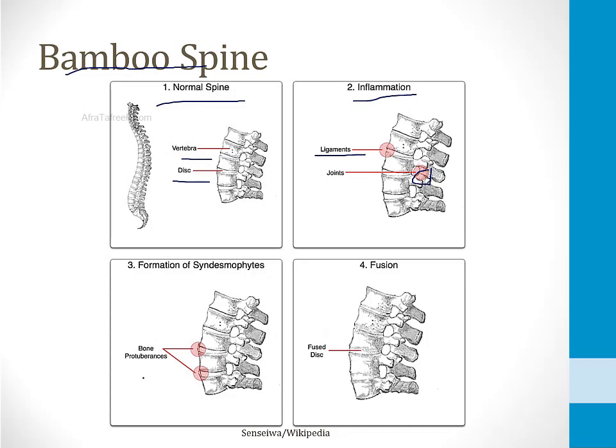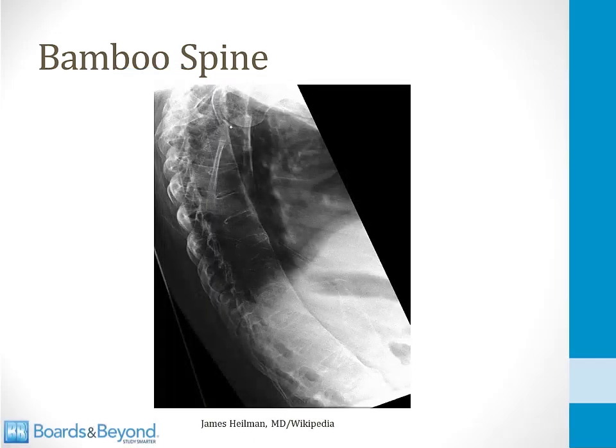And over time, that inflammation can lead to bone protuberances, and that can eventually lead to a fused disc in the spine. And when you have fusion of the discs with bone growing over the discs, that is called a bamboo spine because it looks like bamboo on X-ray. And here's an X-ray of the bamboo spine. You can see that there's a white line here fusing the vertebrae together. So this patient has fused vertebrae. Their back is going to be very stiff and painful and have extremely limited movement.